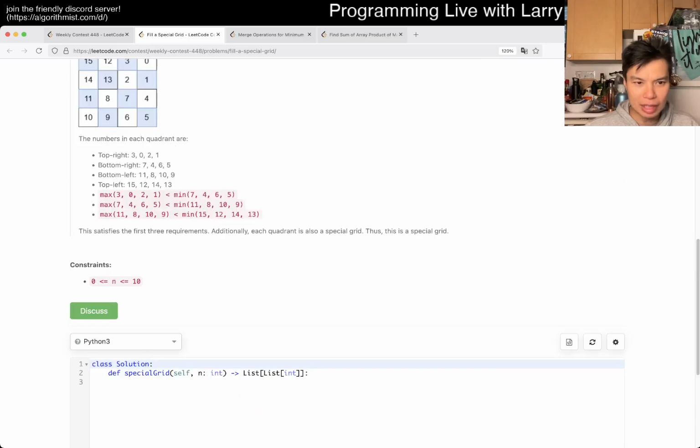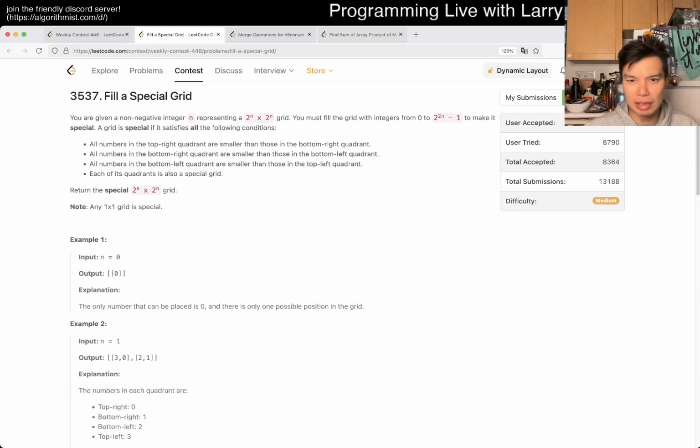2n. Ooh, what is n? N could be 10, so that means 1,000 by 1,000 grid. All right. Grid is special. We satisfy all numbers on the low. All numbers on the upper or top right are smaller than the numbers on the bottom right. Right, I'm going to draw this out.